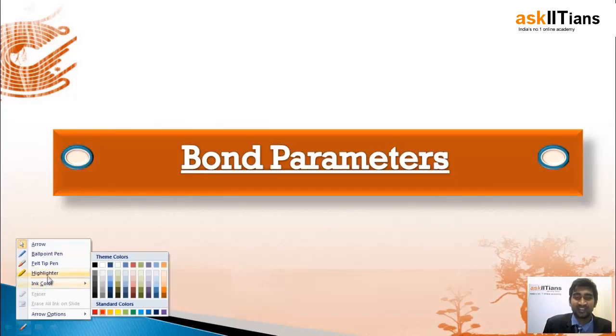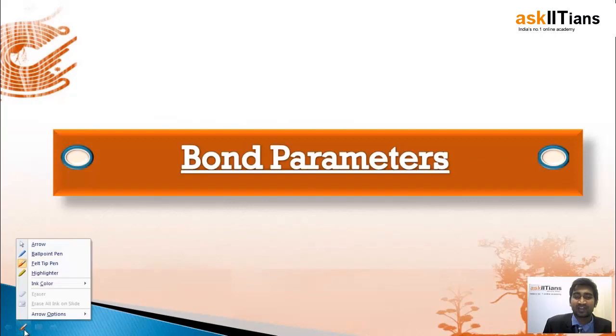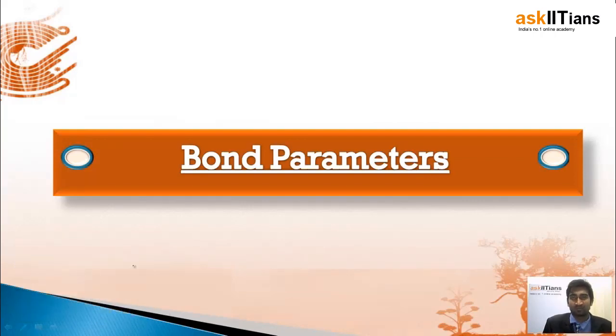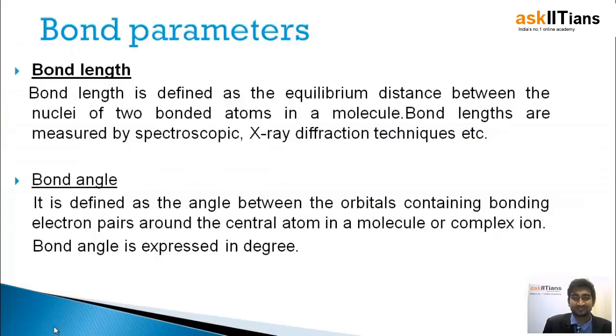Here you will see what the parameters are whenever a chemical bond is formed. Bond parameters. The first parameter is bond length. Bond length has been defined as equilibrium distance. Be careful here. Equilibrium distance between the nuclei of two bonded atoms in a molecule.